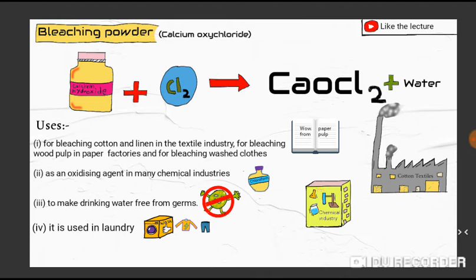Bleaching powder can also be used for washing clothes in your laundry or at your home. Various chemical substances include bleaching powder as a major component. You understand? Let's go to the next.